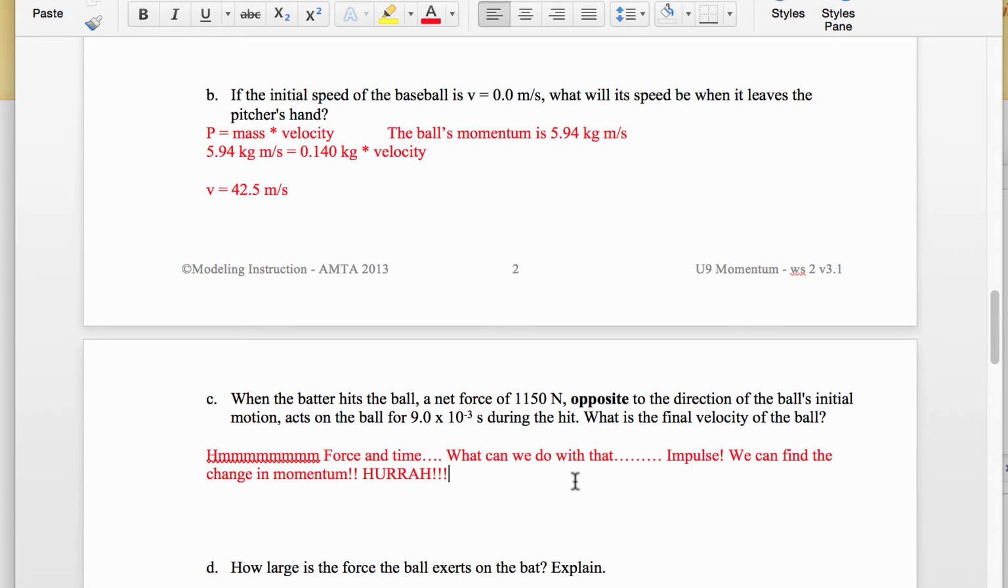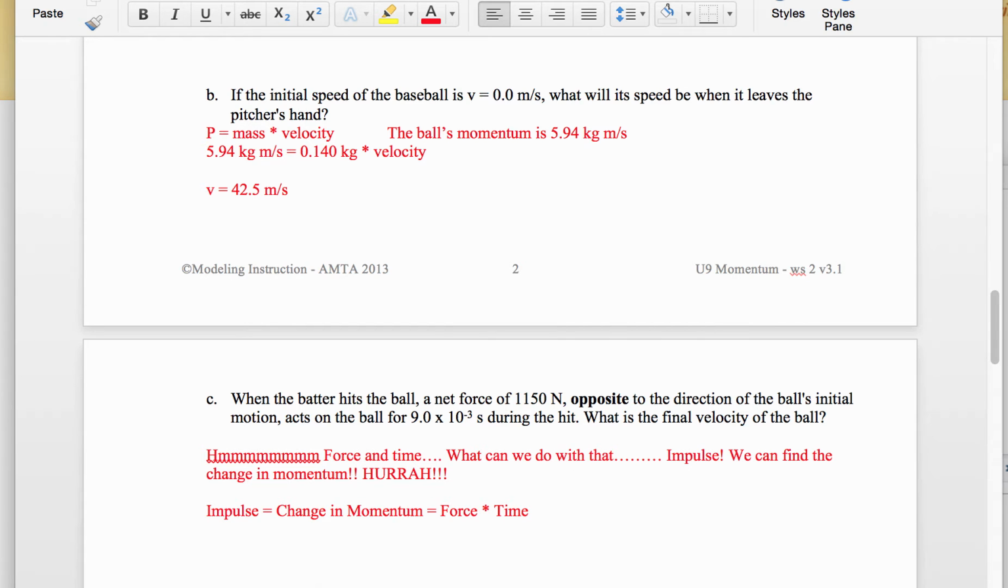Momentum. Okay, so the change in momentum will be the force times time. Impulse is the change in momentum. Equals is the same word as is. Impulse is change in momentum, is the force times the time.